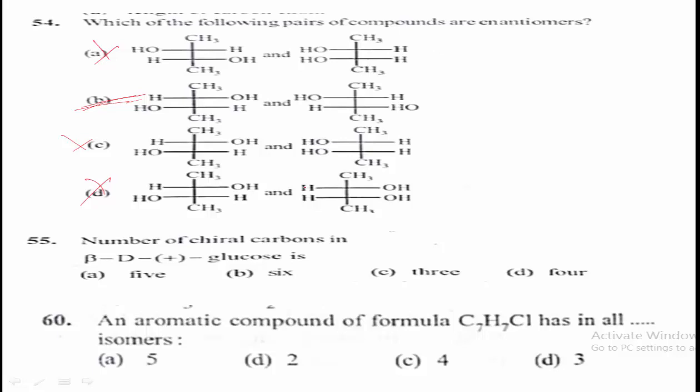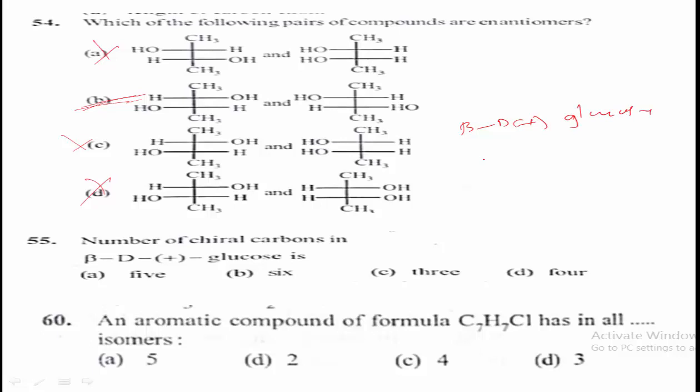Next, question number 55, students. Number of chiral carbons in beta D plus glucose. Students, you already learned the biomolecules chapter, so you know the structure of D plus glucose. Try it yourself first. I told you the calculation of chiral carbon atoms in glucose and fructose. Just apply that concept to beta D plus glucose. I will write the structure also.